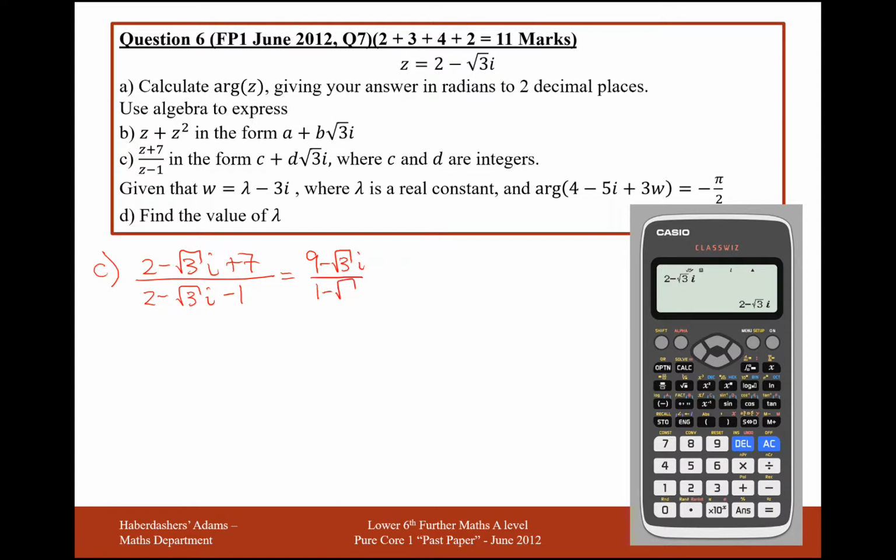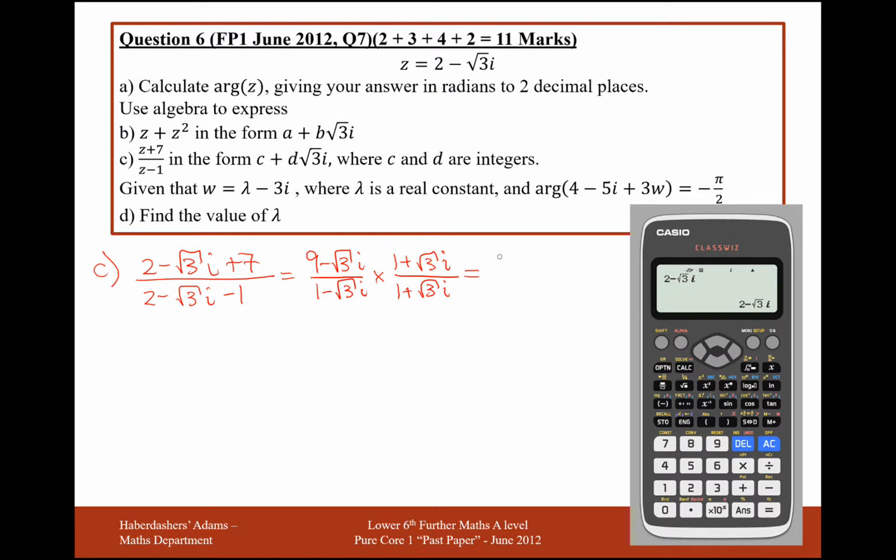1 minus root 3i. So we're going to have to do a bit of rationalising the denominator here to get rid of the i's from the denominator. So times the top and the bottom by the complex conjugate. That's the method you always use to get rid of the i's from the top and bottom of fractions. So let's expand these brackets.